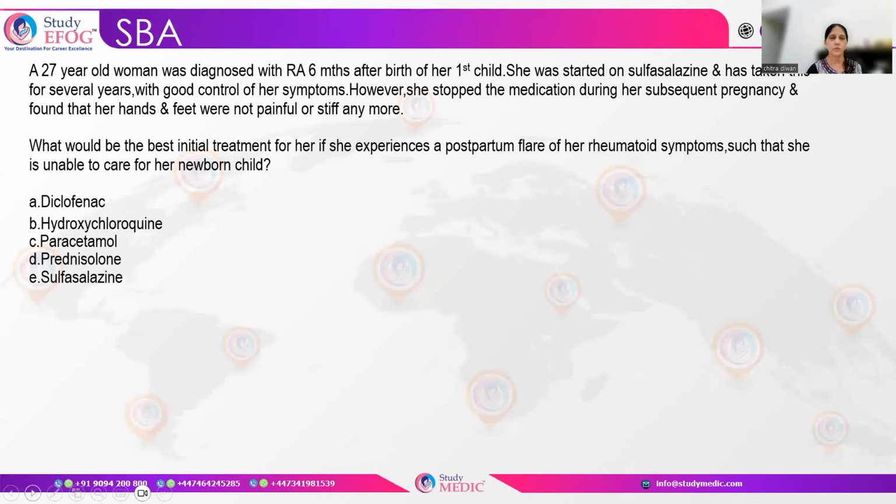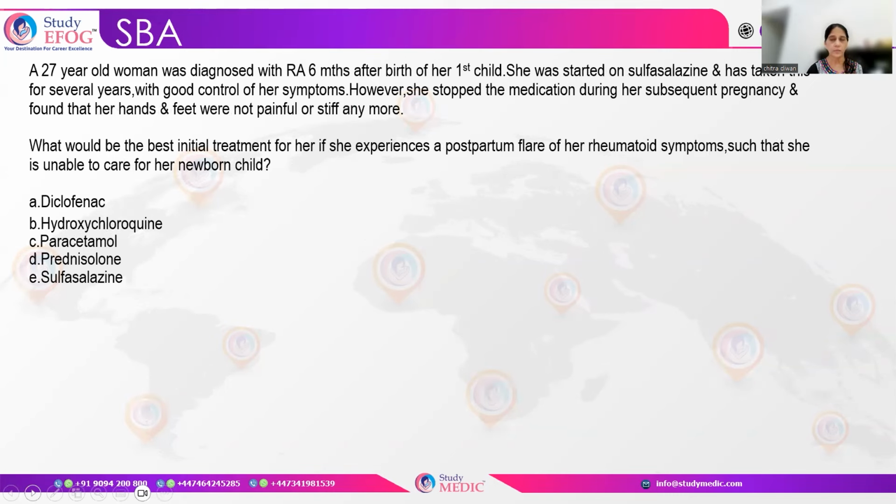Now you have another woman who was diagnosed with rheumatoid arthritis 6 months after birth of her first child. She was put on sulfasalazine. She is taking the drug and there is good control of her symptoms. She got pregnant the second time and she stopped the drug because she was scared. In pregnancy, she was fine.